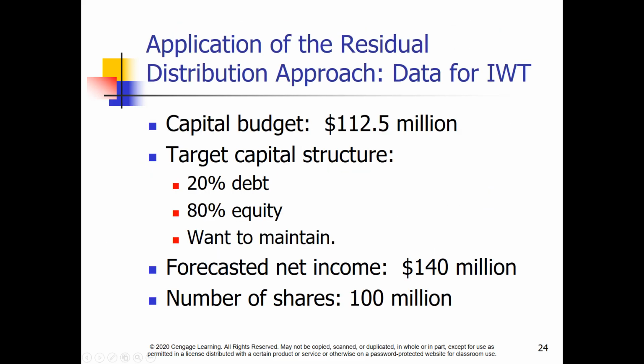Let's follow an example of applying the residual distribution approach to our mini-case company, IWT. Here's the given data on the slide. Capital budget, $112.5 million. Target capital structure, 20% debt, 80% equity, and they want to maintain that. Forecasted net income, $140 million. Number of shares, 100 million.